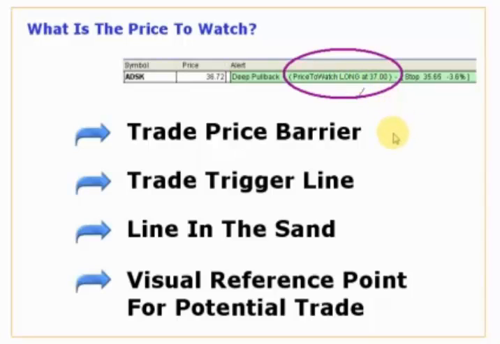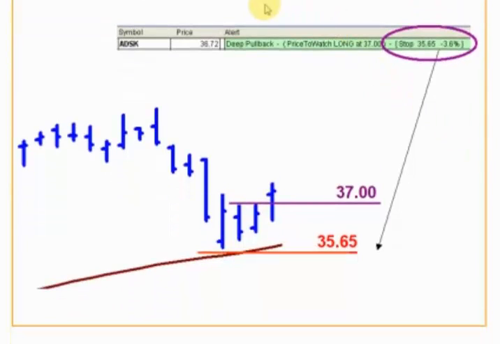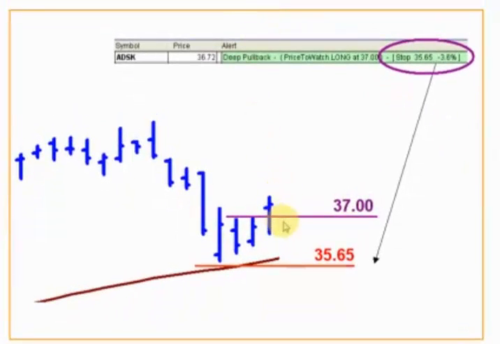So the first thing you want to do, if you're interested in a particular stock and you get an alert and you're ready to get into a swing trade, is put a horizontal line on your chart as a visual reference point. Here's what this looks like. So here's your line in the sand, right? Your price to watch, your trade trigger line.